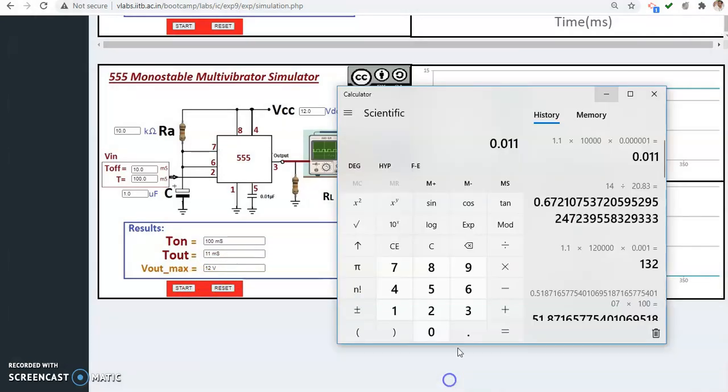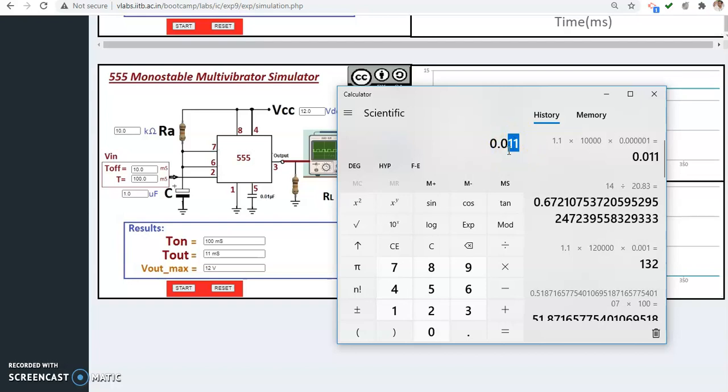So what is the formula? Here I have used 1.1 multiplied by 10k, so 10k multiplied by 1 microfarad. What is the answer? 0.011 seconds. If it is in milliseconds, so 1 digit, 2 digit, 3 digit, so 11 milliseconds.